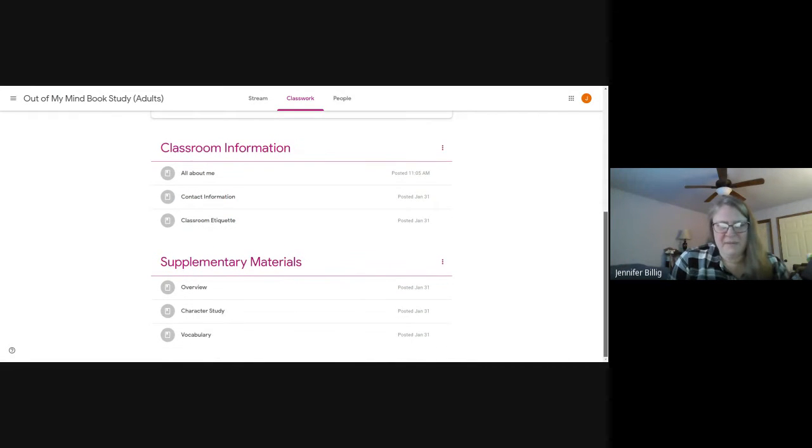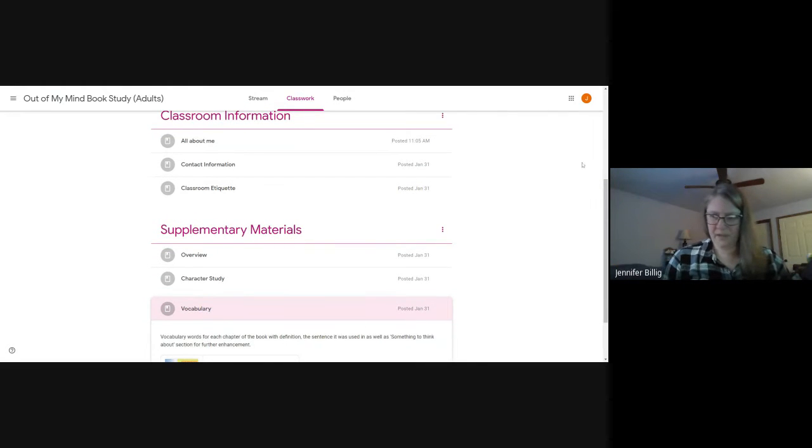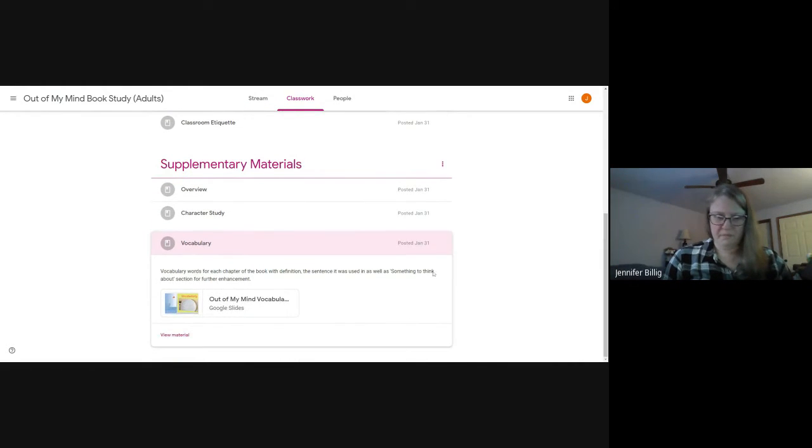Again, the classroom information, and then the supplementary materials. So this is in here for everybody to look at. It's not assigned, it's just in here under supplementary materials. You can come back to it anytime you want. We went over the overview in a previous recording. So I'm going to start here today, Celia, with the vocabulary, which is broken up.